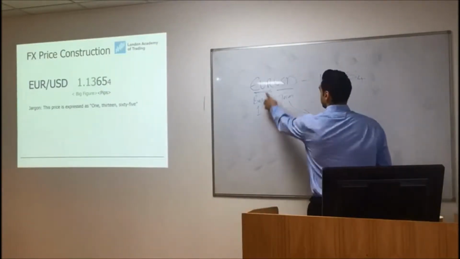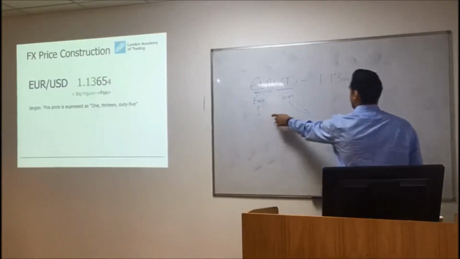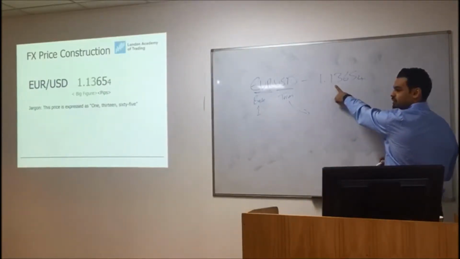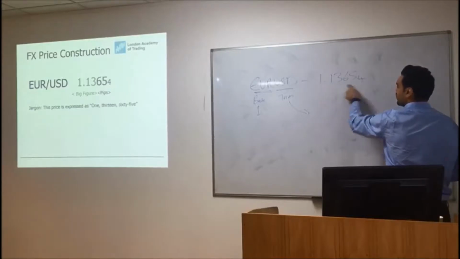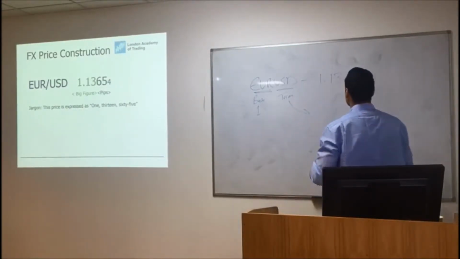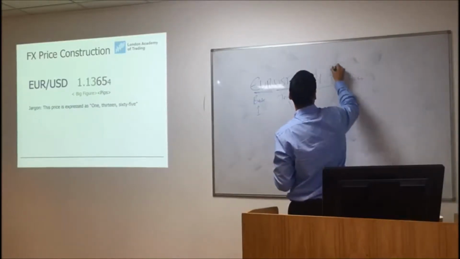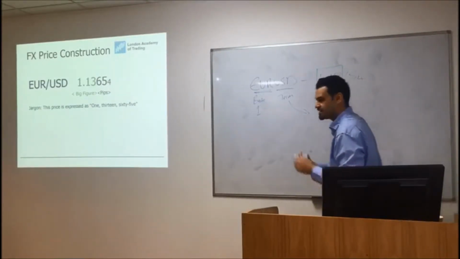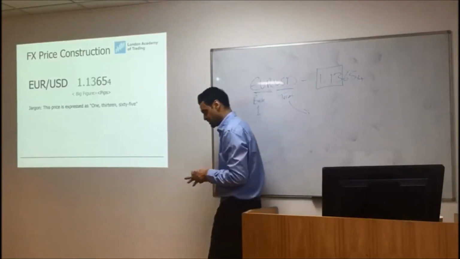So if we know that, okay, for €1, I can exchange it for this amount of dollars. So we're going to go through each part of this. I'll break it down. This section is the 113. That's the big figure.